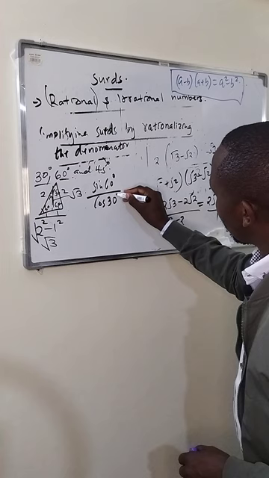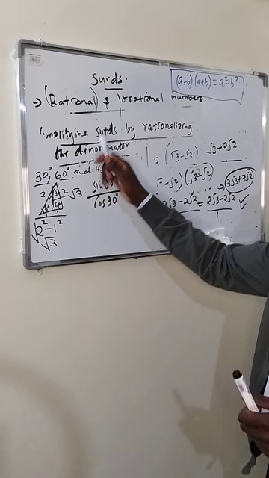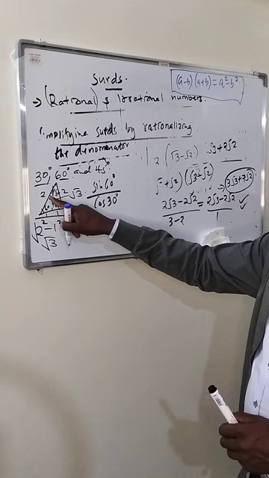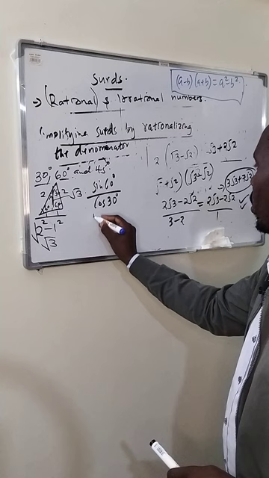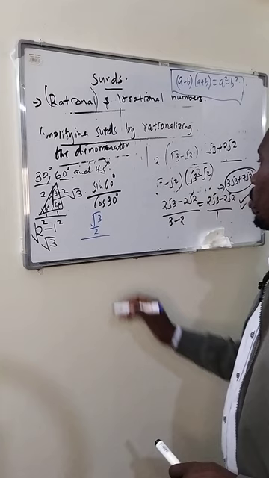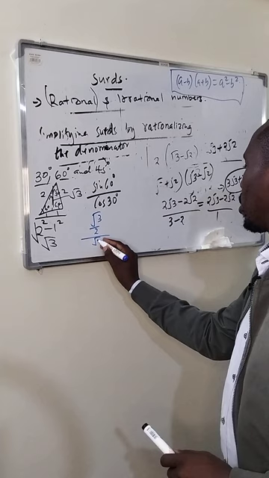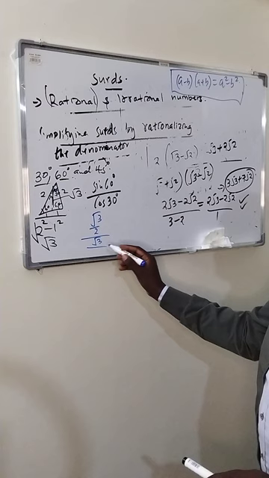So sine 60, from this table, from trigonometry, SOH CAH TOA. Sine is opposite over hypotenuse. So sine 60 is root 3 over the hypotenuse, which is 2, over cos 30. Cos is adjacent, so that will be root 3 again, divided by the hypotenuse, which is 2 again. So how do we simplify that?